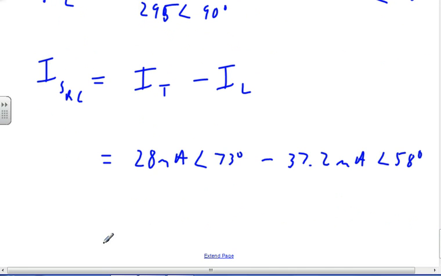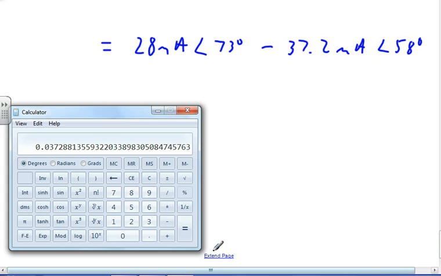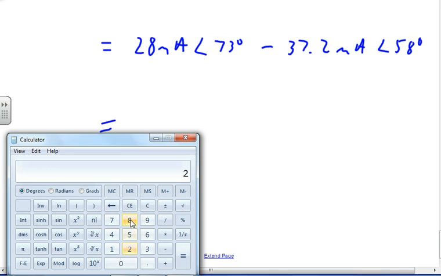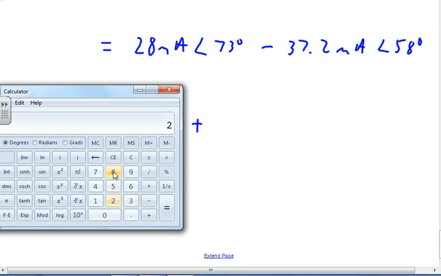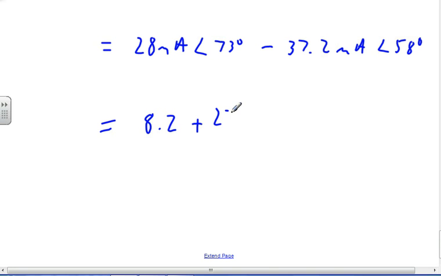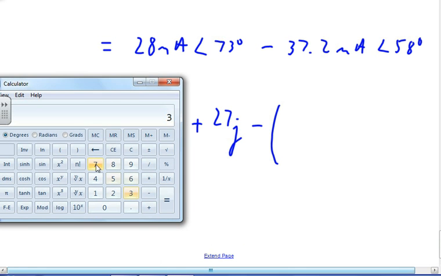Okay. So now I'm going to have to break these into their XY components. 28 times 73 cosine equals 8.2. 8.2 plus 28 times 73 sine equals, we'll call it 27. 27J minus 37.2 times 58 cosine equals 19.7.